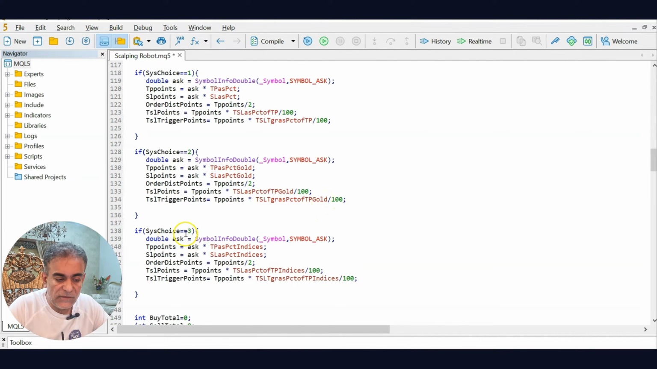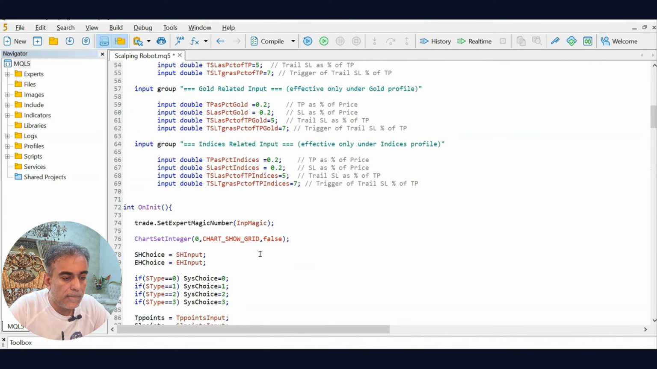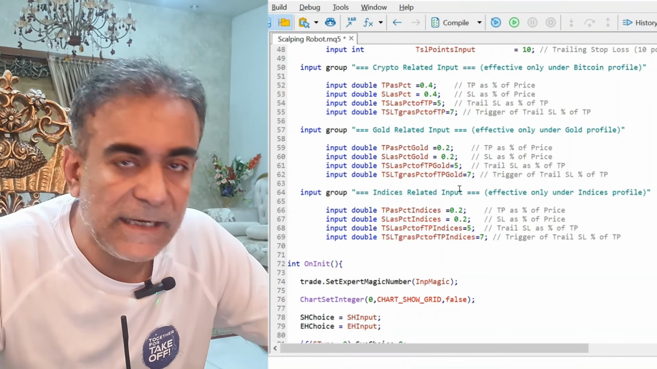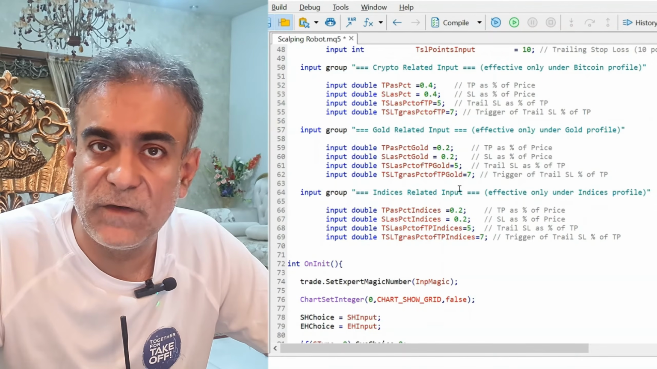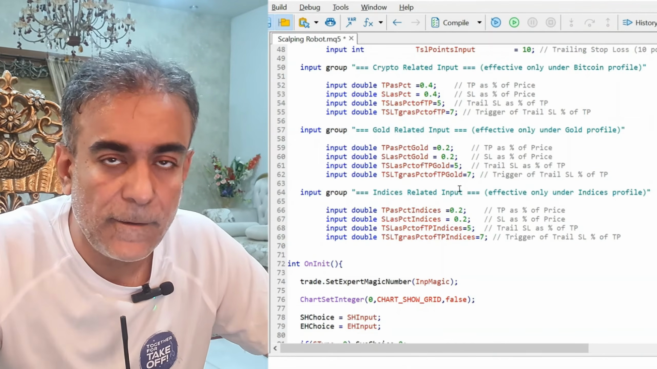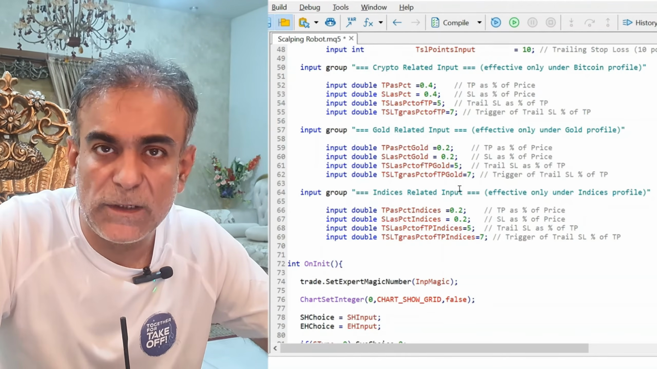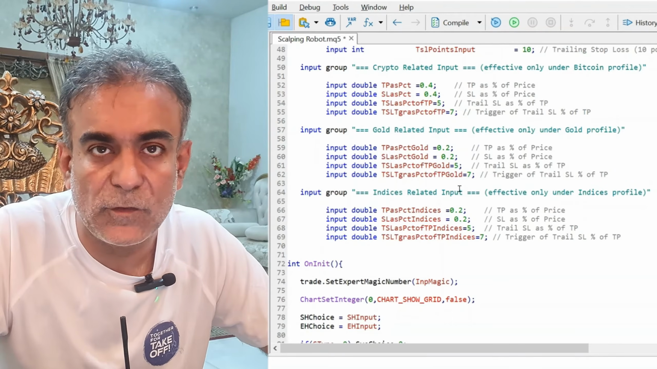Then if the choice is indices, then exactly the same process: get the ask value by sending the symbol value and asking for the ask. And this time around, we multiply the ask value with the TP as a percentage or stop loss as a percentage, but this time from the indices section. Now, these are the values that I have used in the backtest that I've shown you, but creating these separate profiles gives you the flexibility of creating different scenarios, optimizing differently, and remembering and hard coding that value so that you don't have to remember it all the time.